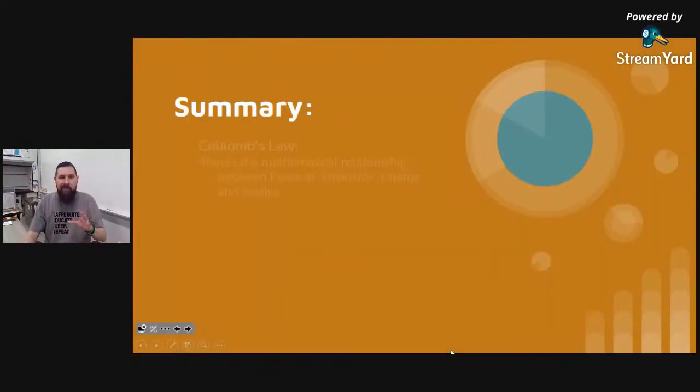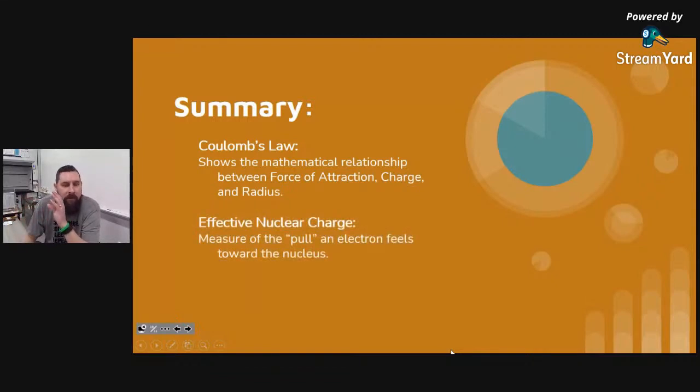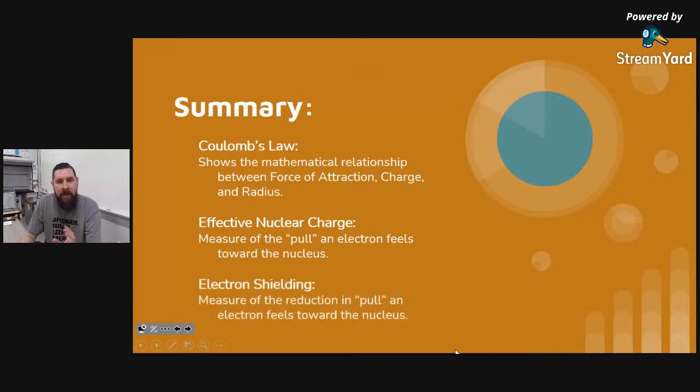So, in summary, Coulomb's law, this shows the mathematical relationship between force of attraction, charge, and the radius of an atom. Effective nuclear charge, this is the measure of pull an electron feels towards that nucleus. And then electron shielding, this is the measure of the reduction in pull an electron feels towards that nucleus.